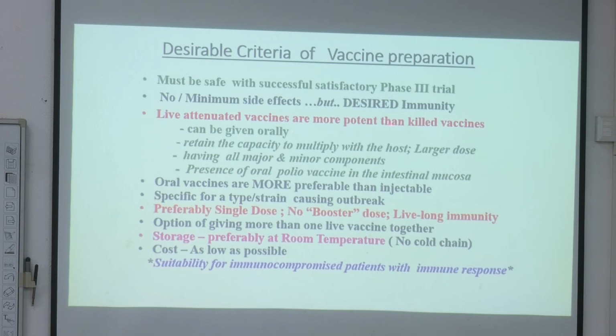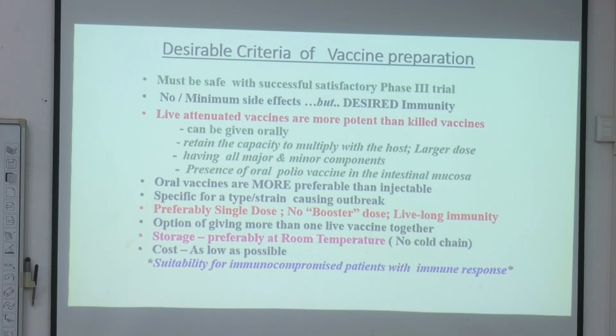Live attenuated vaccines are more potent than killed vaccines, as I told you, because they will grow and proliferate. Oral vaccines are more preferable because there is no fear of injection, and no specialized persons are required, whereas you require a trained person to give an injection. And preferably a single dose. Nobody wants a booster dose. One dose I have taken, then lifelong immunity, just like the measles vaccine.